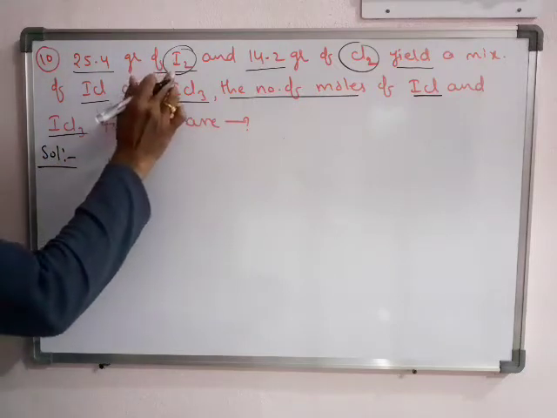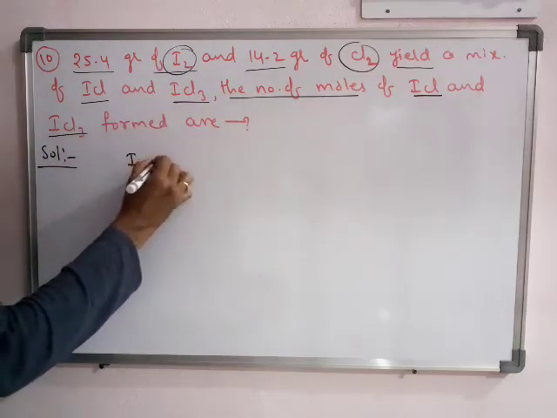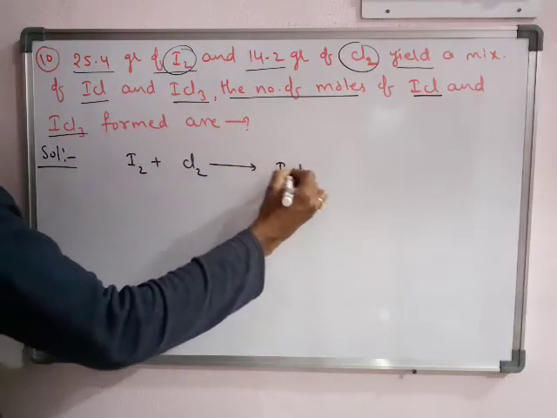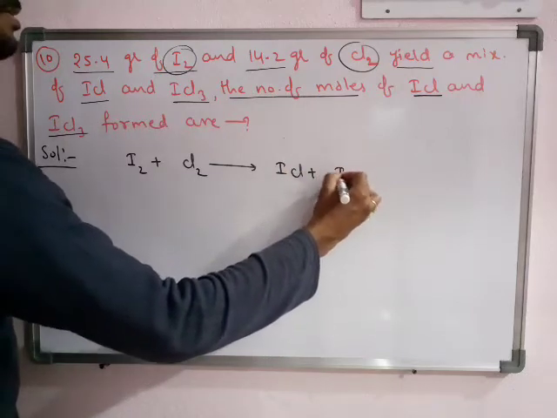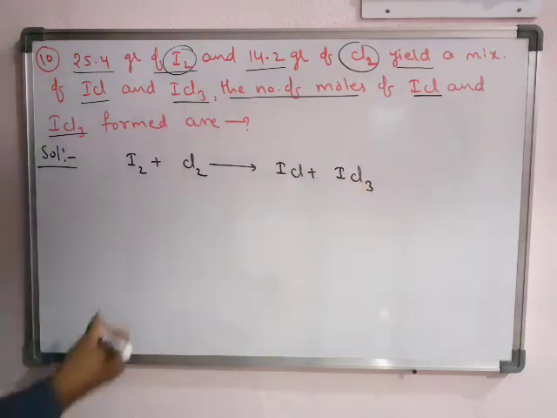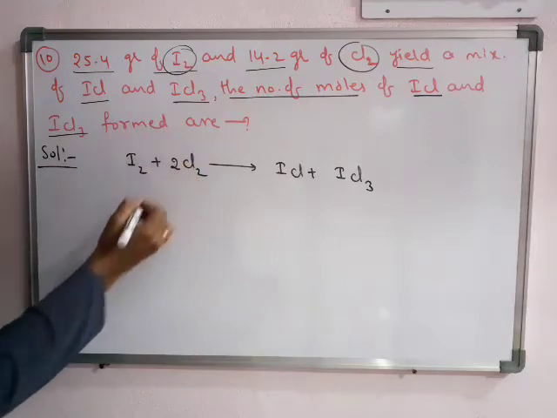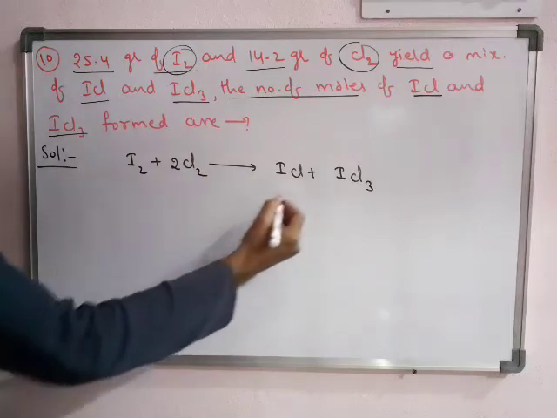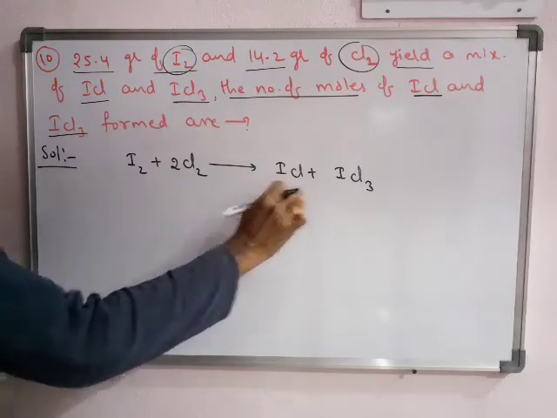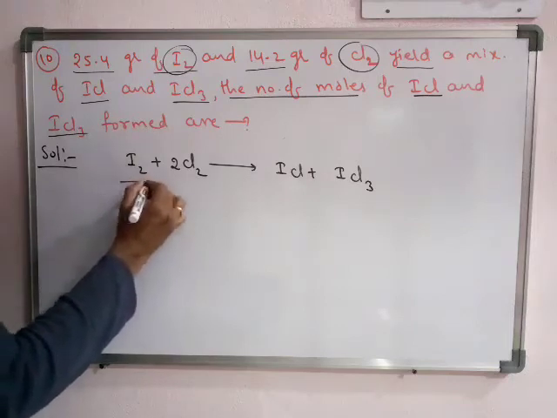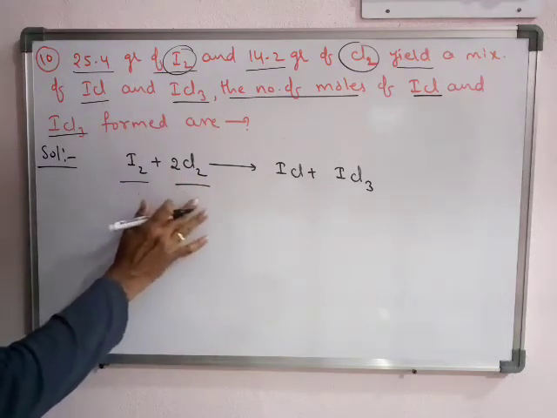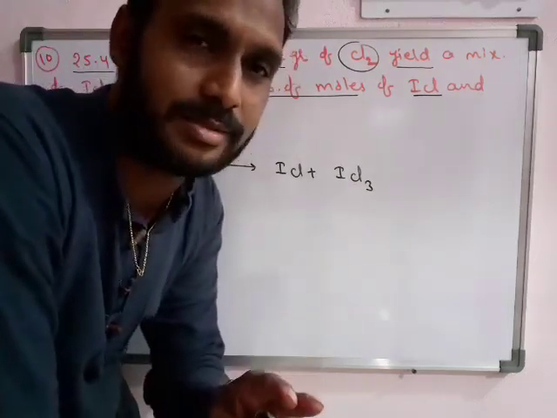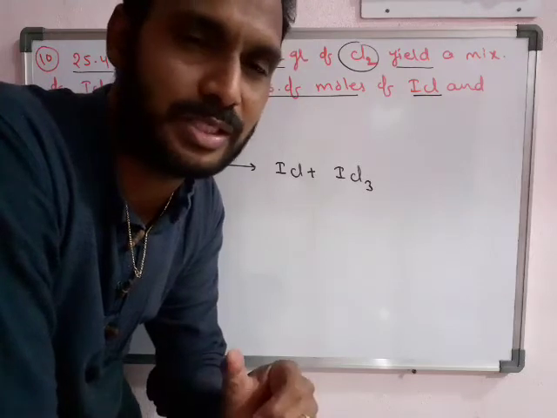The reaction is between I2 and Cl2, the reactants given. The products are also mentioned, ICl and ICl3. It is easy to balance the reaction: 2 iodines, 4 chlorines. We have to find the number of moles of ICl and ICl3. But here the information of both I2 and Cl2 is given. When the information of two reactants is given, we have to find the limiting reagent.